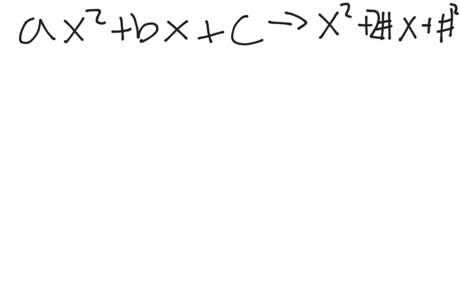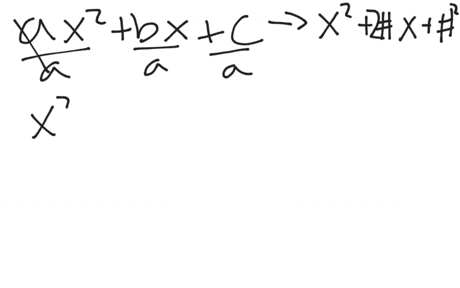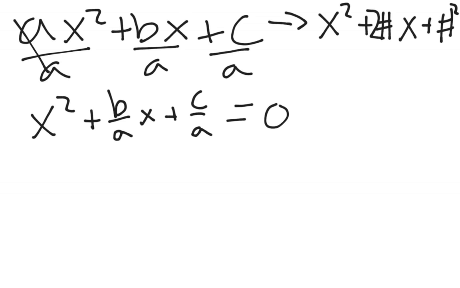I notice that I have nothing in front of x^2 in my goal, so I'm going to start by dividing everything by a in order to get my x^2 term cleared. So now I have x^2 plus (b/a)x plus c/a, and this is going to be equal to 0, because that's the definition for finding a root. I've said in class that you can only use the quadratic equation when you have a polynomial equal to 0. So this is all equal to 0.